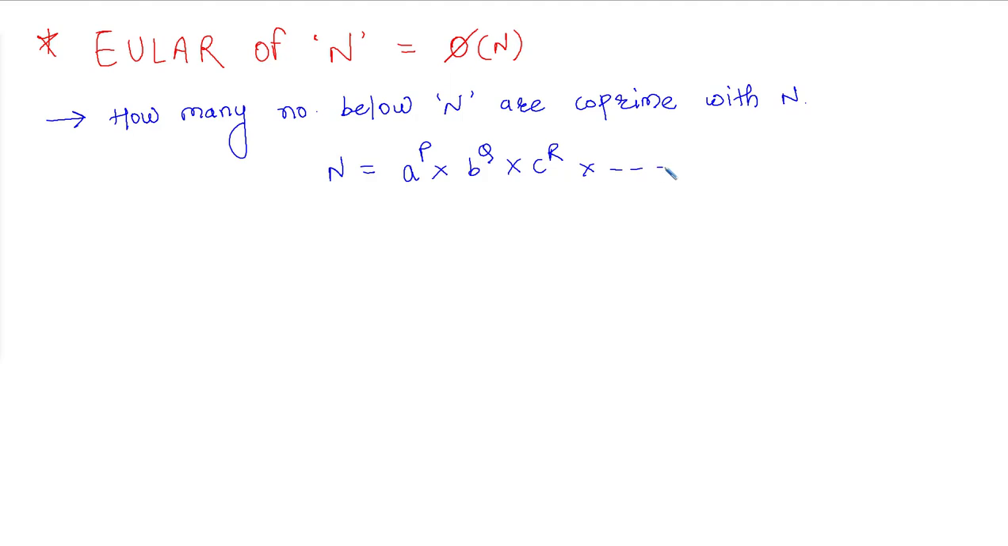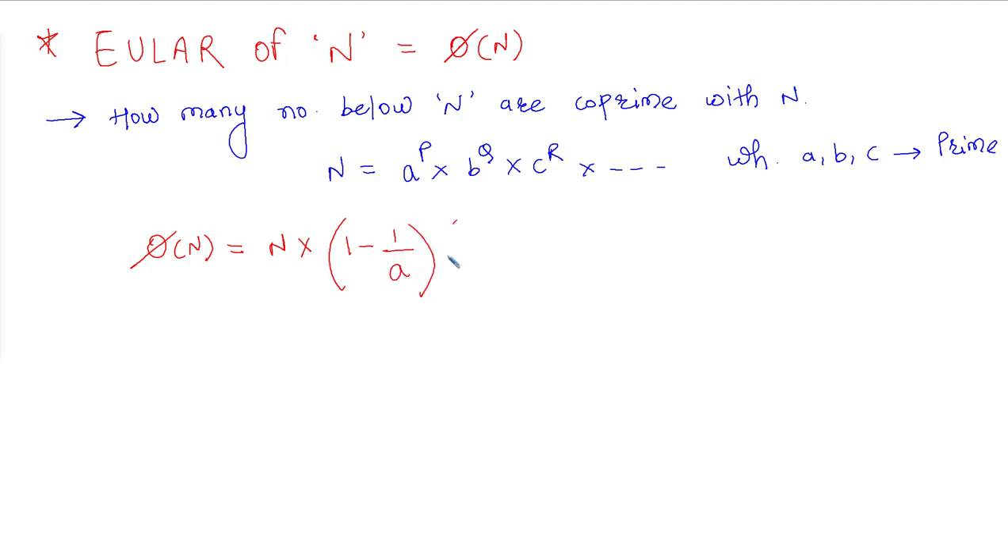Where a, b, c are prime numbers. This is a prime factorization. Now the formula to find Euler of n is equal to the number n into 1 minus 1 divided by the first prime factor a, into 1 minus 1 divided by the second prime factor b, into 1 minus 1 divided by the third prime factor c, and so on.